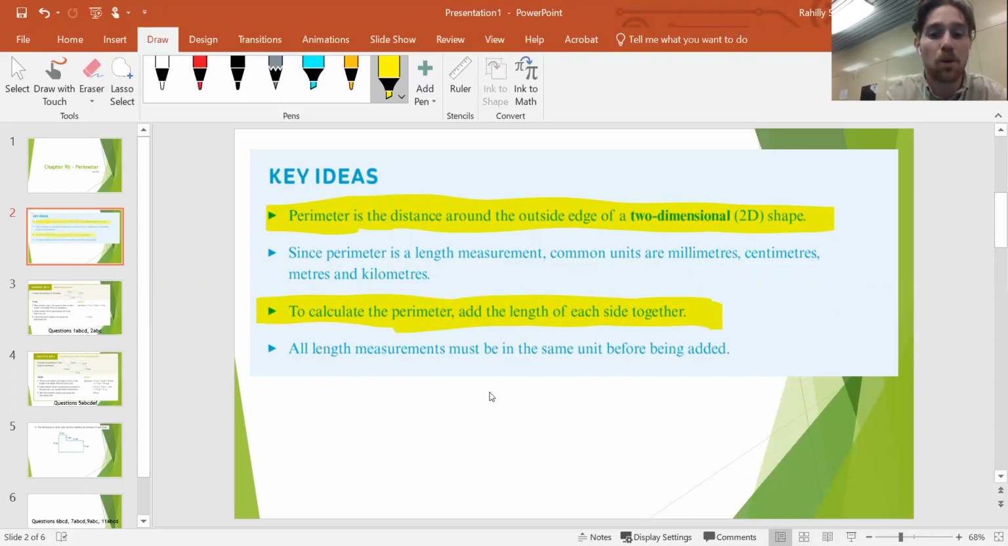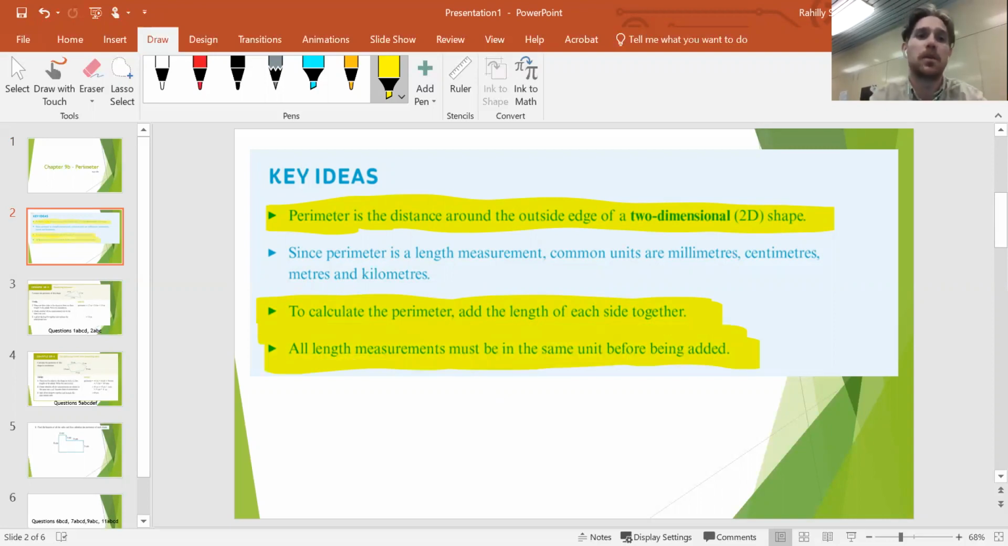This one's really important. All length measurements must be in the same unit before being added. That means if you've got a measurement in millimeters, but your next measurement is in centimeters, we need to convert them to the same unit of measurement. You cannot work out perimeter if they have different units. We need to convert them to the same unit first.